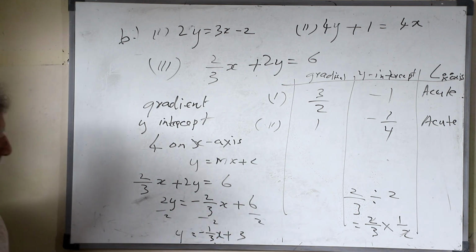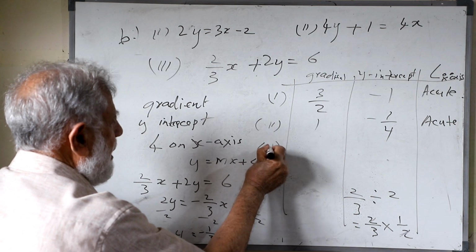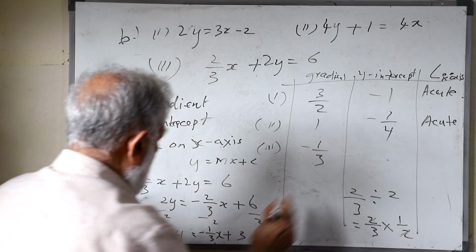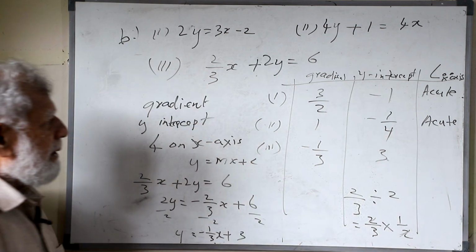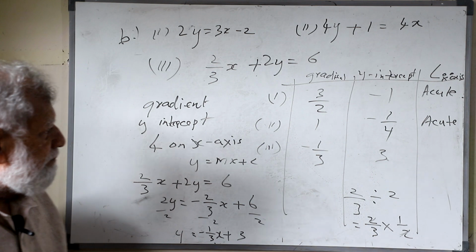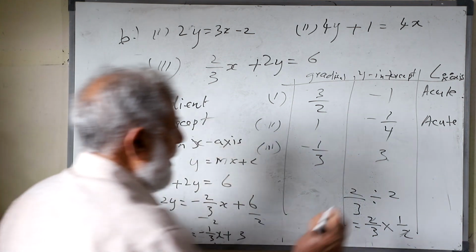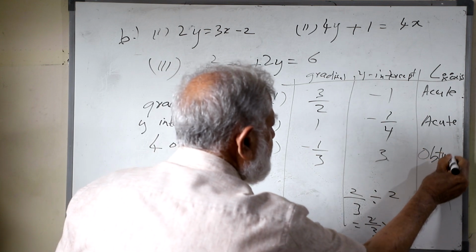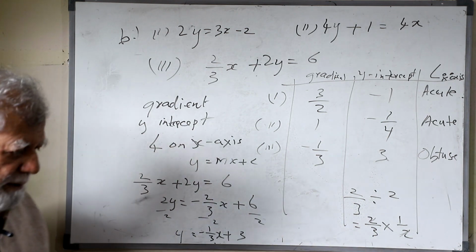Now we can easily write the gradient. The gradient here, for the third one, is minus 1/3 and the y intercept is 3. Because the gradient is negative, it has to be an obtuse angle. So the angle is an obtuse angle with the positive direction of the x-axis.